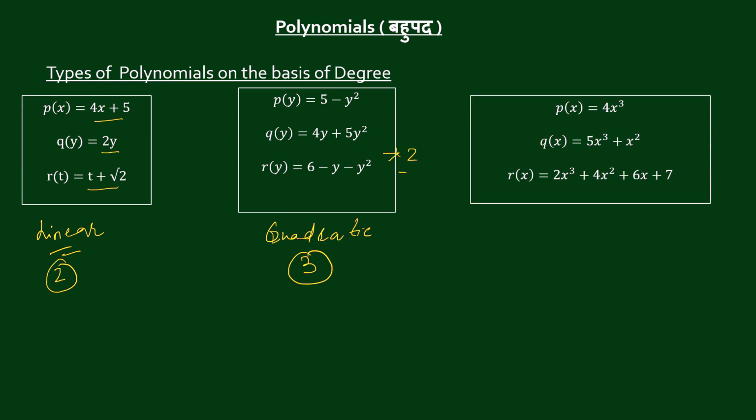Let us move ahead. So here in all the three cases, we see the highest power of the variable is 3. So the degree here is 3. So a polynomial with degree 3 is called a cubic polynomial. And the maximum number of terms in a cubic polynomial can be 4 only.